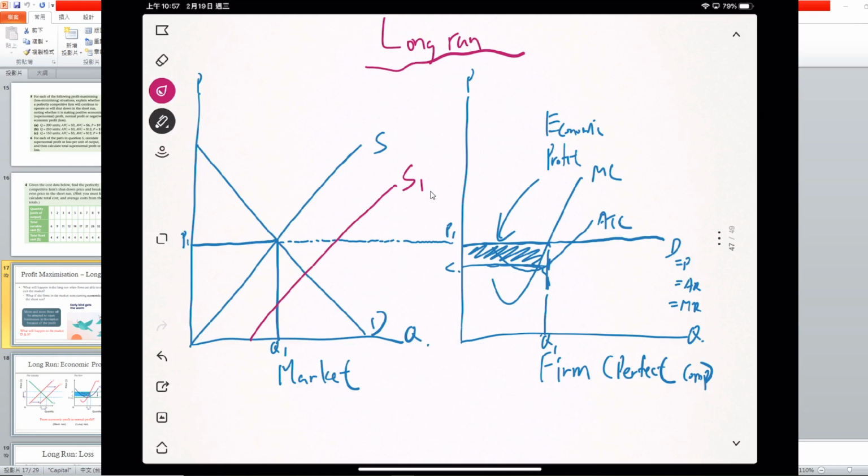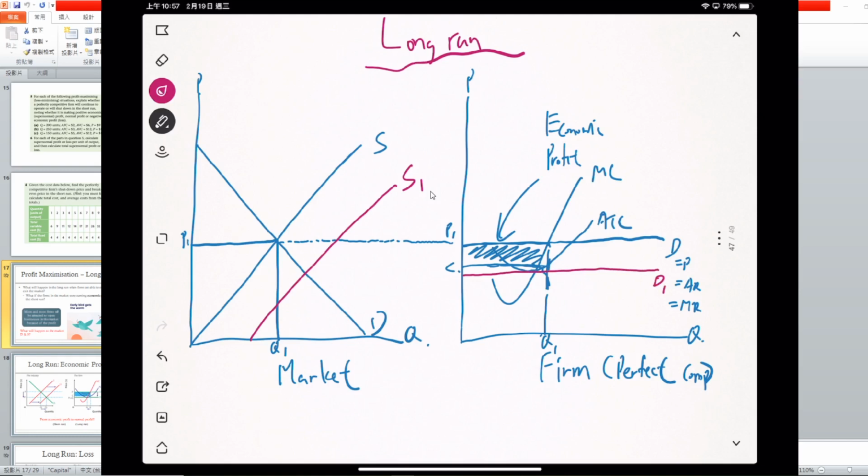So every time when we are drawing a long run diagram, we just have to go from the firm diagram to the market diagram, because that is easier for us to make it right. So here, let's draw D1.